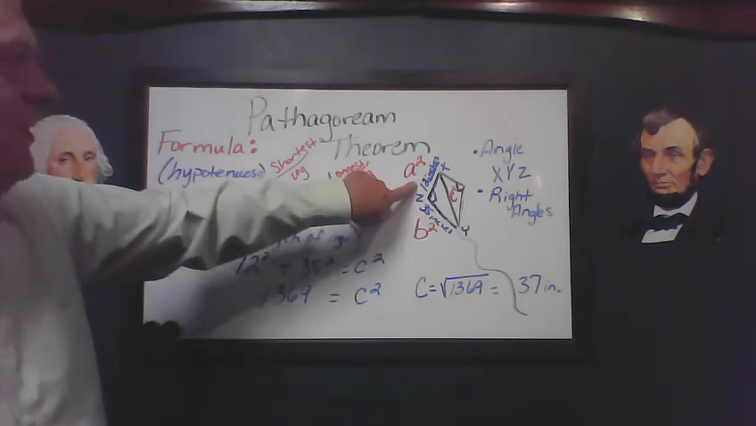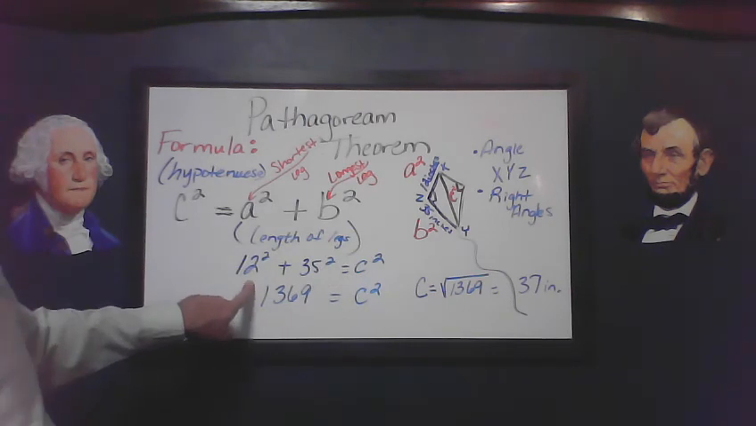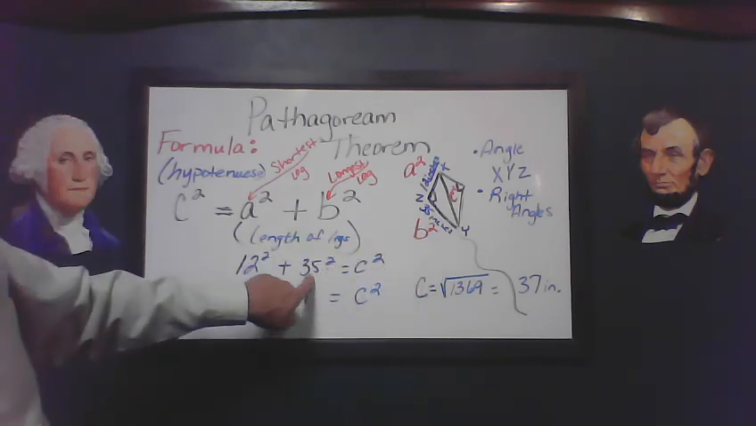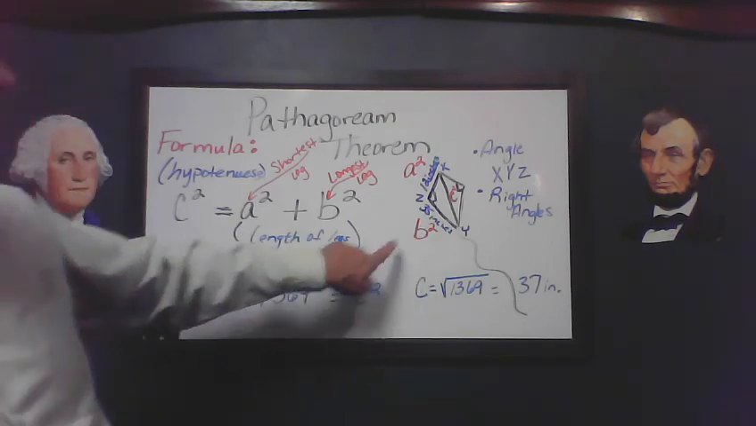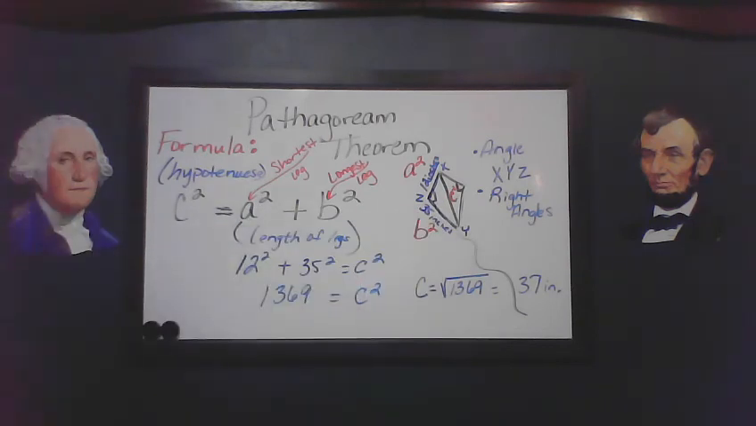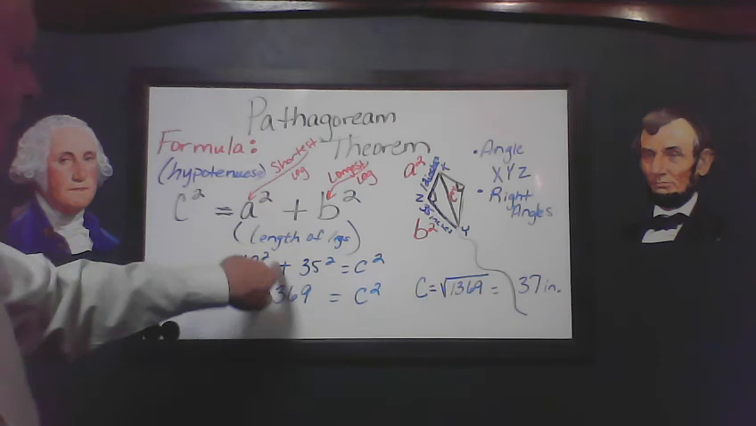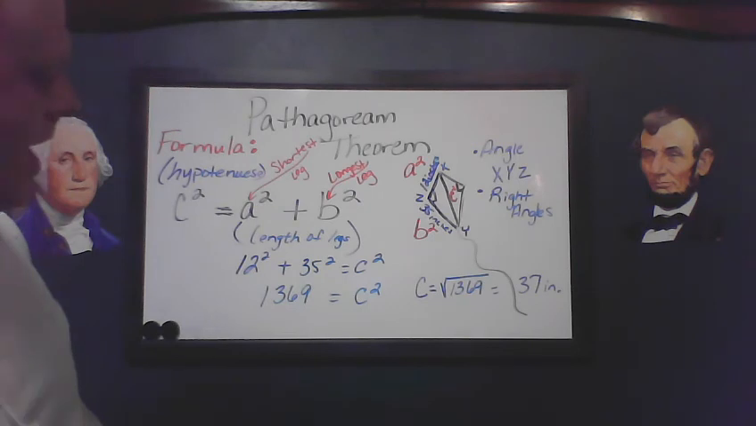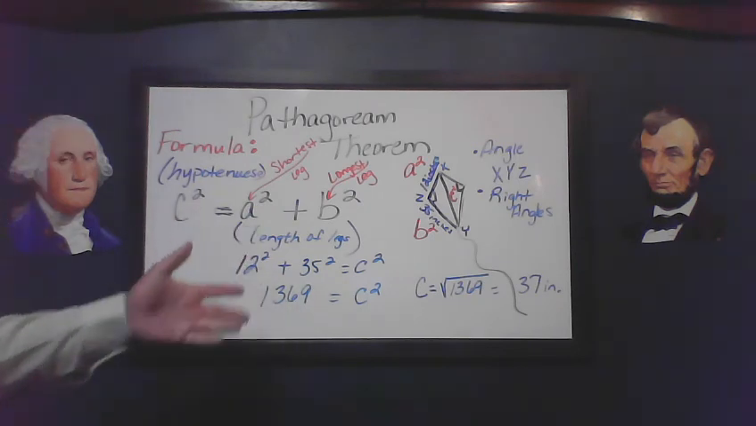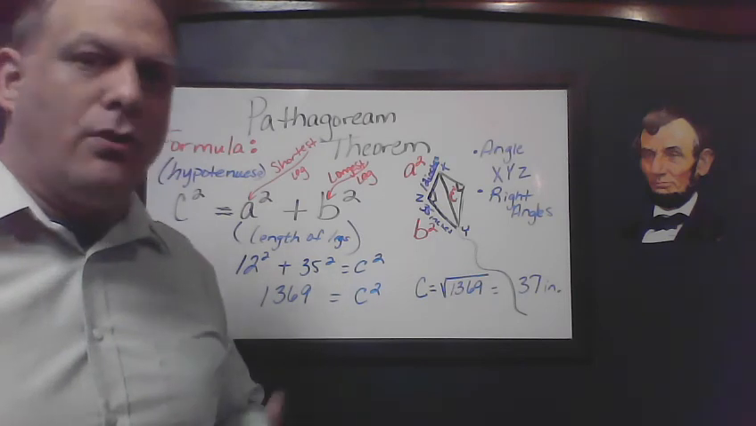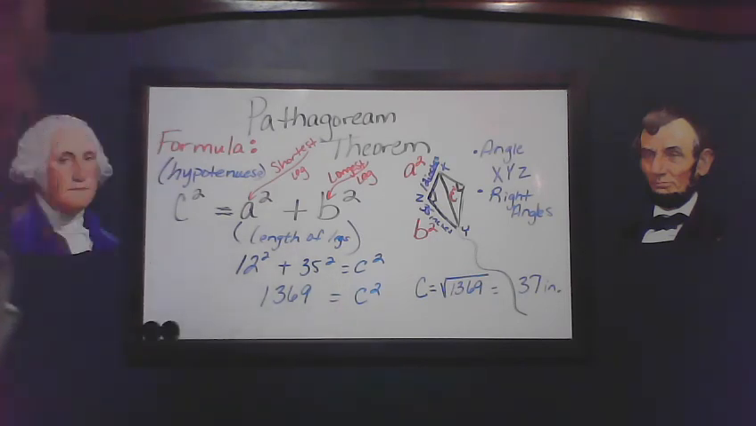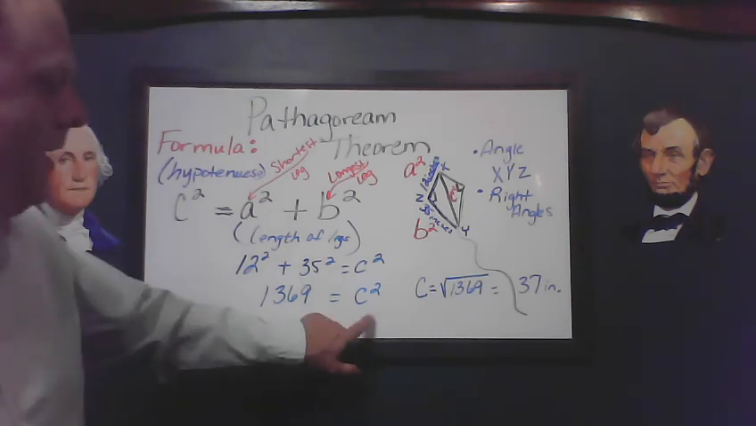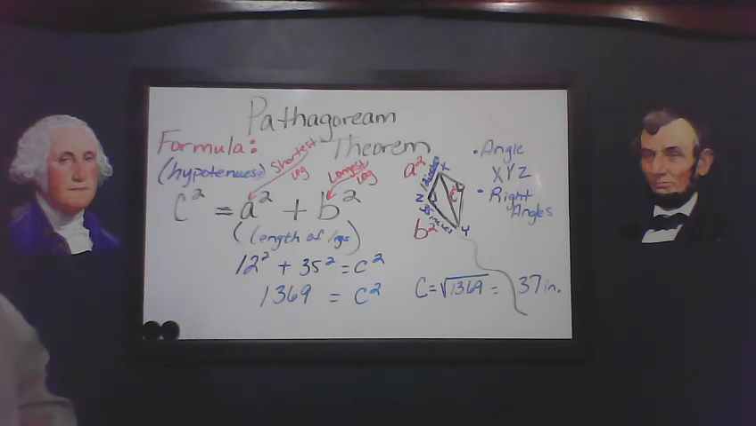It looks like we have 12 inches, so 12 squared, which is going to be your a, shortest leg. 35 inches, so 35 squared, which is going to be your longest leg. And we're trying to find the hypotenuse, which is c squared. So if you do 12 times 12 plus 35 times 35, so that's 12 to the second power and 35 to the second power. I mean, kind of plain and simple. 12 squared plus 35 squared equals 1369. And that is going to equal c squared.